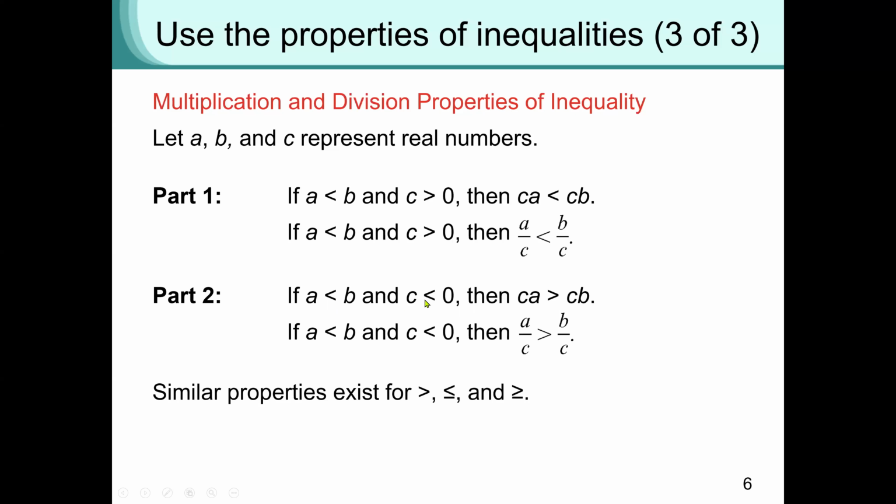The part 2 rule says if we are multiplying by a negative value, we have to change the direction of the inequality sign. So if A is less than B and C is a negative value, less than 0, then CA, the sign will change from less than to greater than CB. The same thing applies for division. If A is less than B and I'm dividing by a negative value, C less than 0, then A divided by C will be greater than B divided by C. So we can see the sign change from less than to greater than.